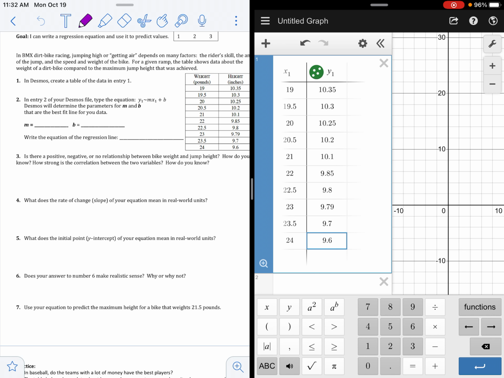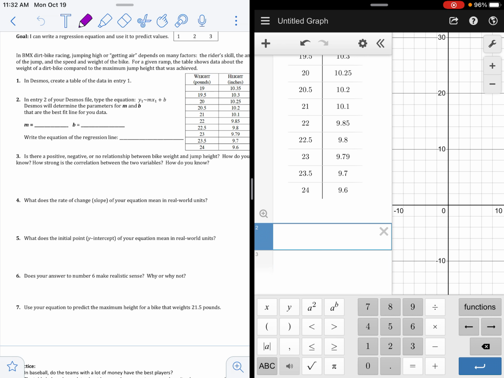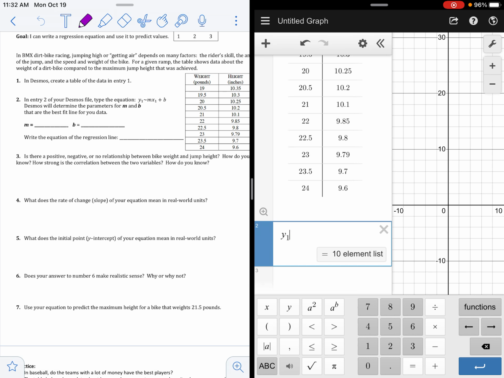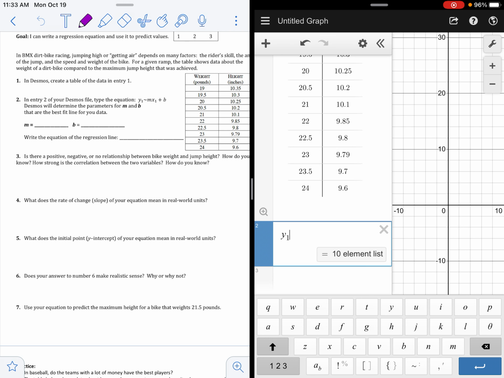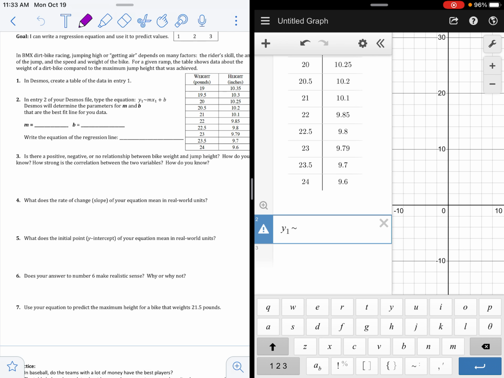So number 1 in Desmos, create a table for the data entry. And then in entry 2 of your Desmos file, type the equation y1 approximately mx1 plus b. This is in entry 2 because we already did entry 1. So in entry 2, we're going to type y1, and then you're not going to use equals. You're going to use approximately. You may have to go to ABC here to find it. Right, two to the left of the enter is approximately.